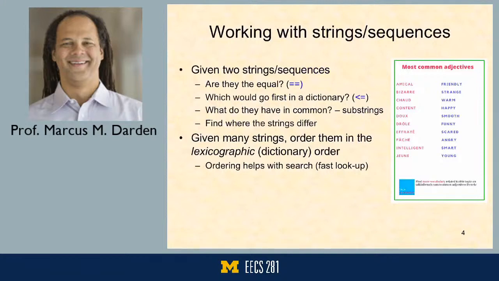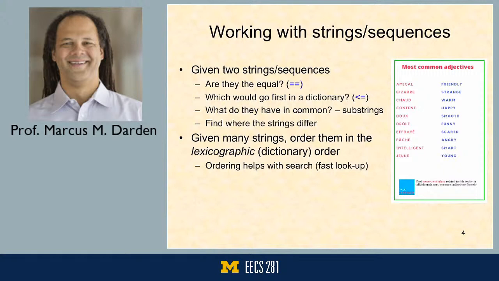So, working with strings and sequences, if I am given two strings or sequences, some common questions I have are, first and foremost, are they equal? That's one I see all the time. I've got this, I'm trying to find this, I need to know if it's equal. When I'm not going for pure equality, I'm just trying to get a proper ordering, then I need to know which one would show up first, possibly in a dictionary, where I'm looking for less than, or maybe less than or equal to.